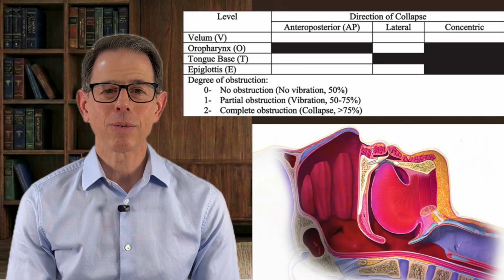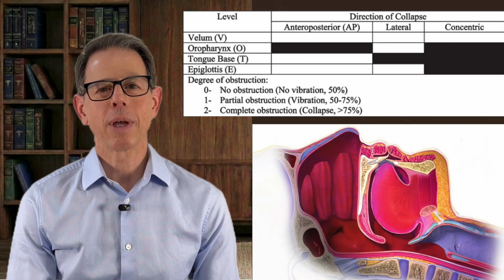With moderate to severe sleep apnea, most people have multi-level collapse. Finally, using the knowledge of your anatomy from the office examination, combined with the VOTE score from the DISE, I am able to recommend specific procedures to treat your sleep apnea.